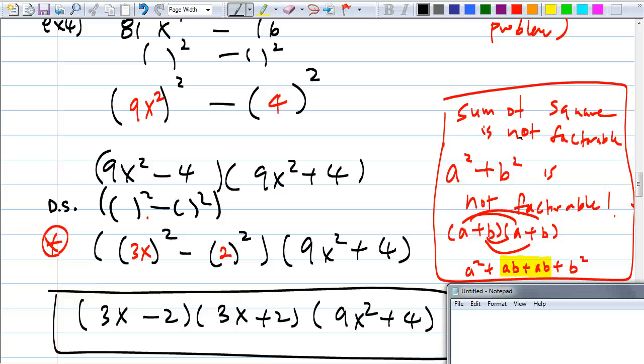So, where do you want us to simplify the 9x squared plus 4 on the right? Oh, how would you simplify this further? Is there a way to simplify 9x squared plus 4 more? No, there isn't any way, right? You can't factor that more. You're done. Does that make sense?